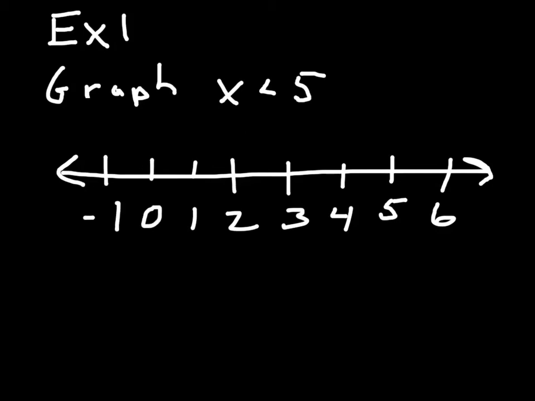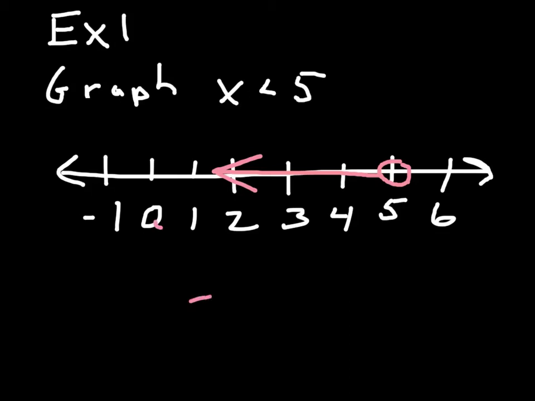Now, since less than doesn't have an equal under it, I'm going to use an open circle above 5. Remember, the open circle represents that it's not included in the solution. So I use the open circle because less than, there's not an equal sign underneath it. Now, I want to show numbers less than 5, so I'm going to shade everything to the left of 5.